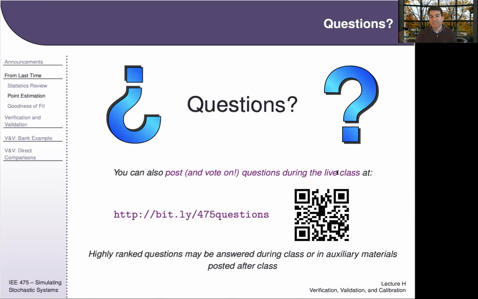So that was maximum likelihood estimation. Any questions about those before I cover our modifications to the chi-squared test and KS tests that you'll use in part 1 of your homework?